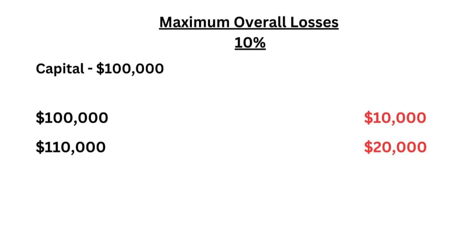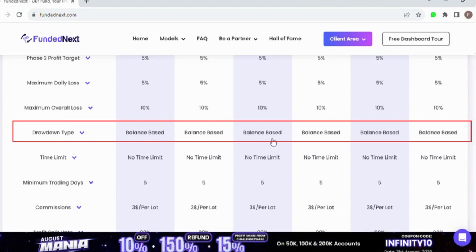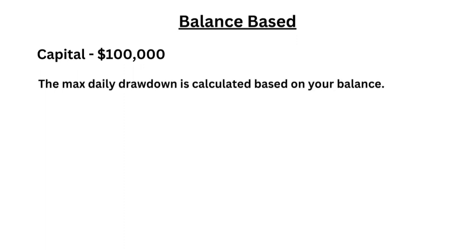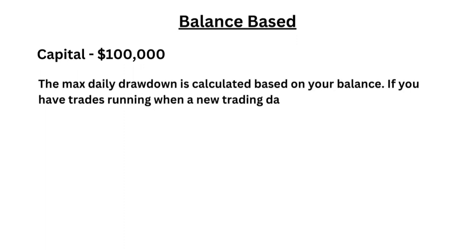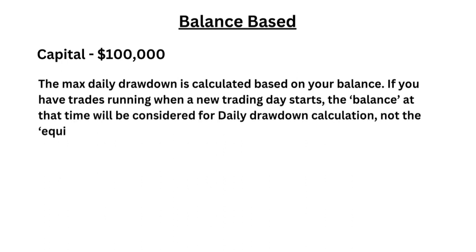And also, let's consider what we have next, which is drawdown type. The drawdown type is balance based. This is one of the things that makes me like FundedNext. The maximum daily drawdown is calculated based on your balance. If you have a trade running when a new trading day starts, the balance at that time will be considered for the daily drawdown calculation, not the equity. That is one of the things I like about FundedNext. And also, let's consider another aspect of balance based.